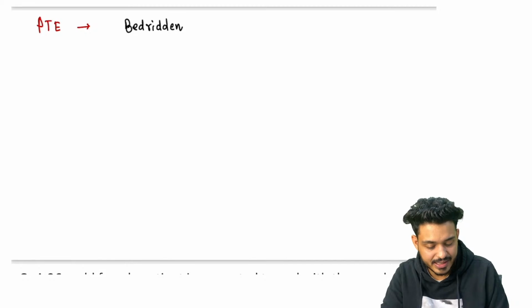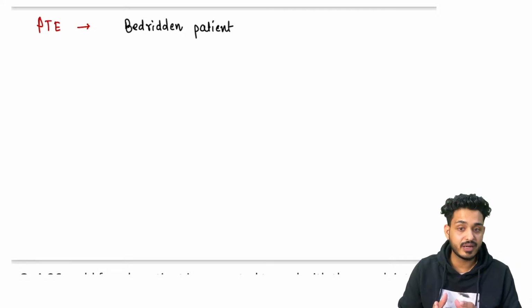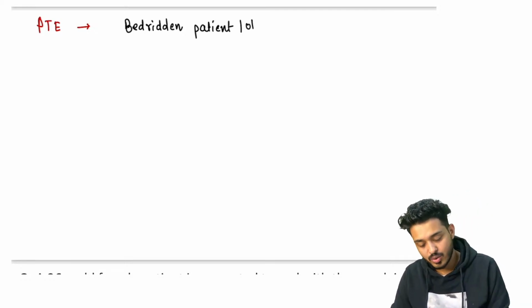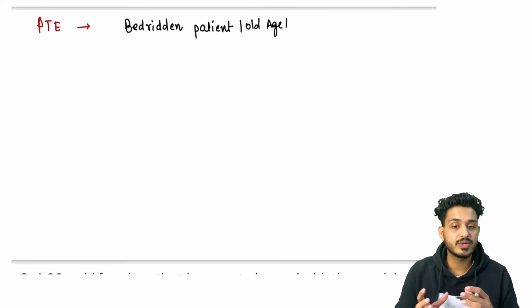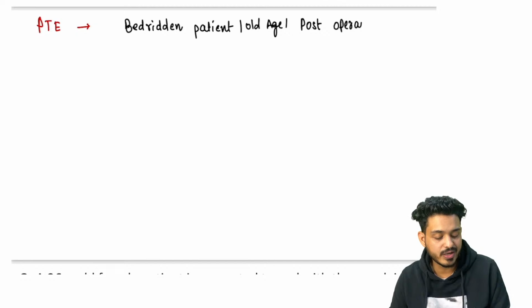This thing is happening in bedridden patients. What kind of image will you be getting? Either the patient is a bedridden patient, or an old-age patient who is not able to walk around, right? Or the patient had a surgery. That means it is a post-operative patient.